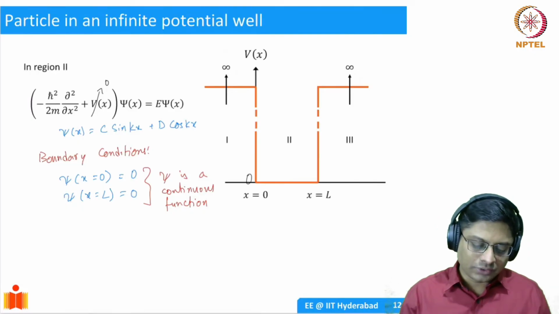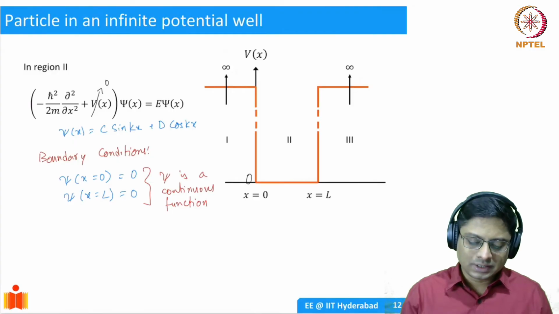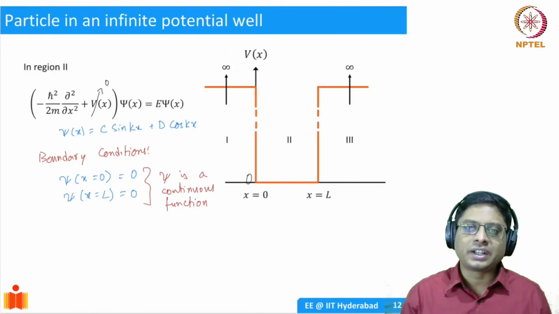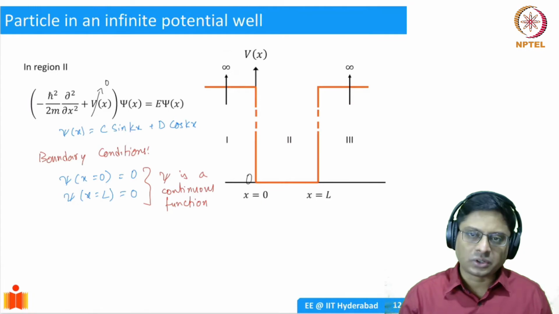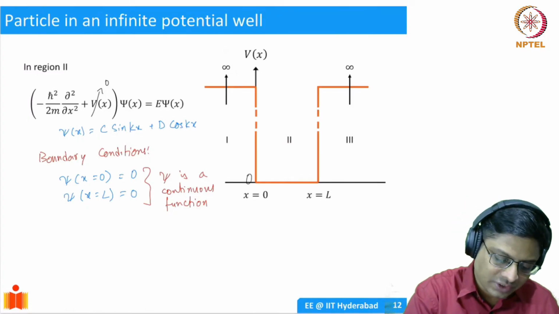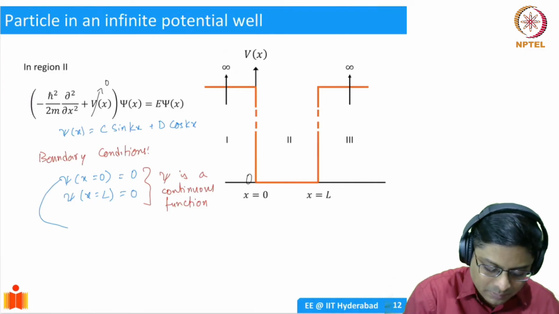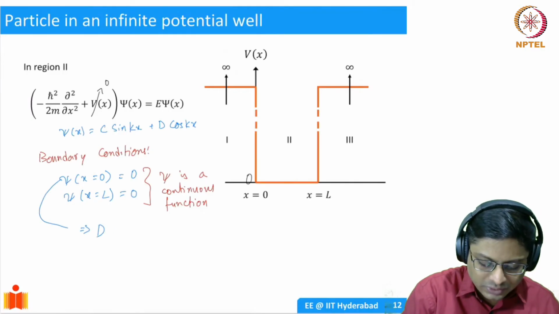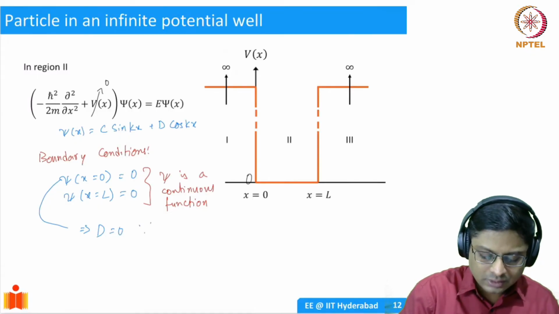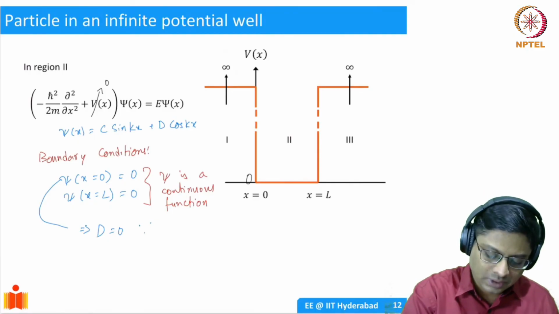Well, it does, because if you have a cos dependence in the wave function, then at x equal to 0, it cannot go to 0 at all, right? Because cos 0 is 1, so it will always be non-zero at x equal to 0. So boundary condition 1 implies d equal to 0, because if d is not 0, psi will be non-zero. That's why d equal to 0.